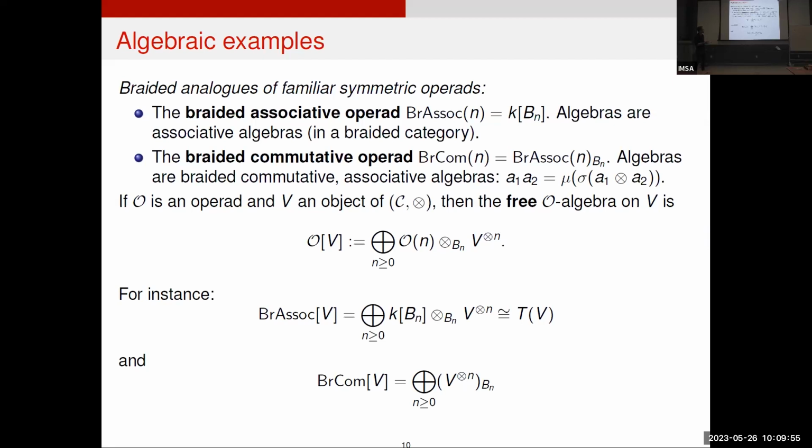The braided commutative operad is similar, except that I force the action of the braid group to be trivial, taking the coinvariants. And its algebras are braided commutative associative algebras, so guys for which the multiplication in one order is equal to the multiplication in the other order. What does that mean? If I do the braiding and multiply, it's the same thing as just multiplying.